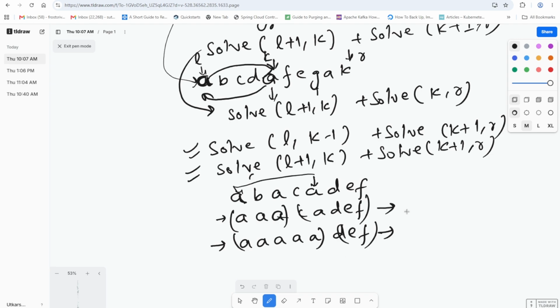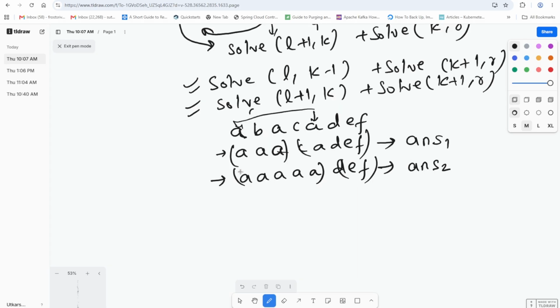Right. So from both, an answer can come. For example, from this path we are getting answer 1, and from this path we are getting answer 2. So there can be multiple possibilities, right? Depending upon the presence of K.